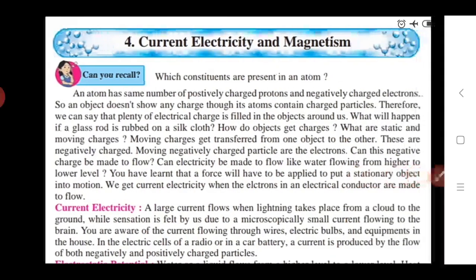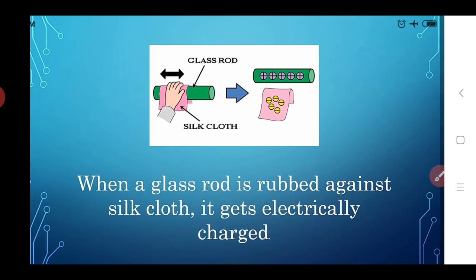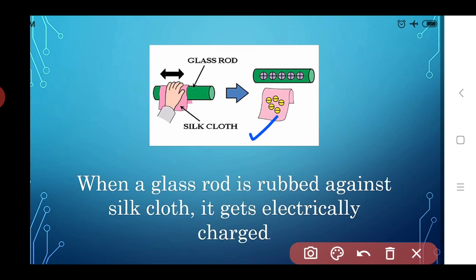If we see this example, why does this silk cloth get negatively charged, and why does this glass rod get a positive charge? When the silk cloth is rubbed on the glass rod, the negative charge from the glass rod is transferred to the silk cloth. So the silk cloth becomes a negatively charged object, and due to less negative charge present in the glass rod, the glass rod becomes a positively charged object.